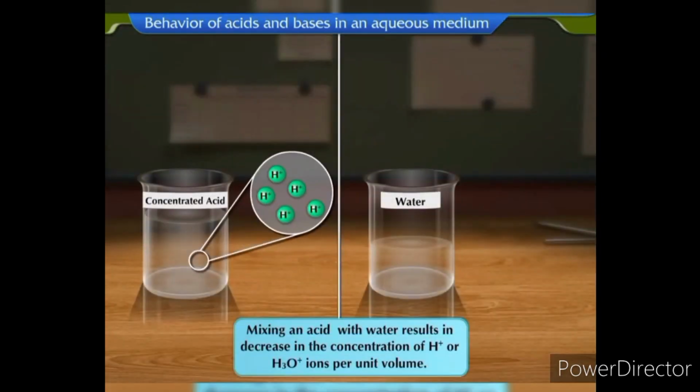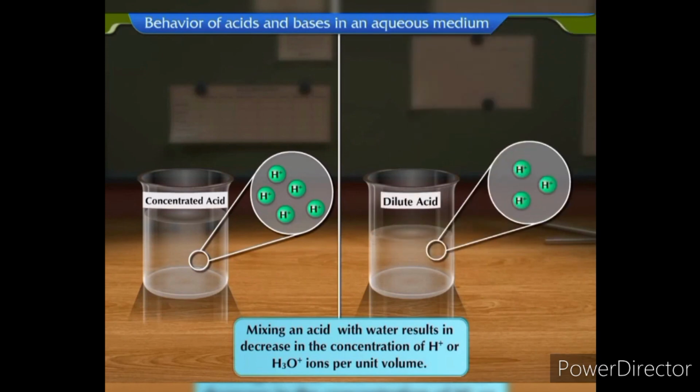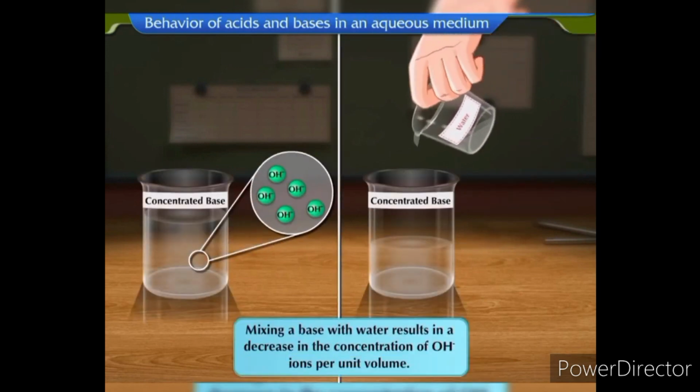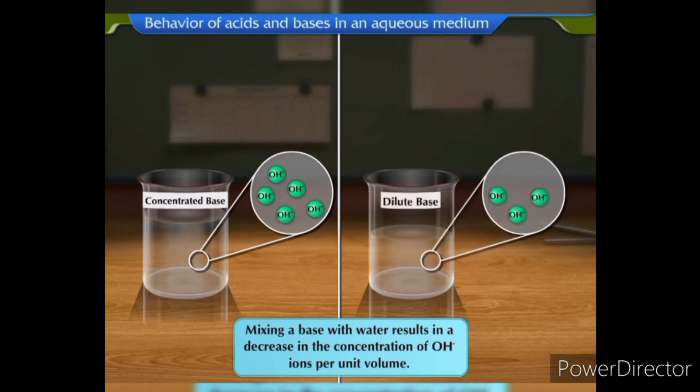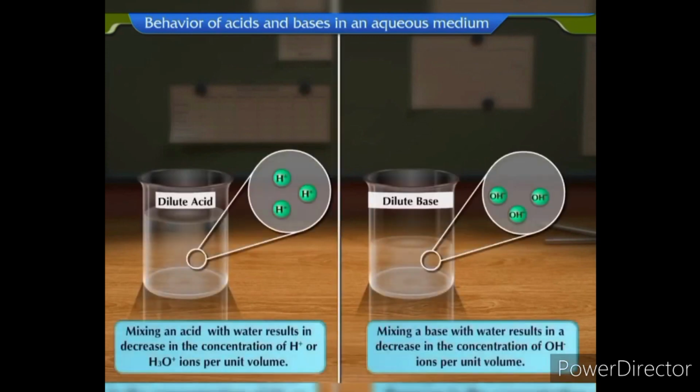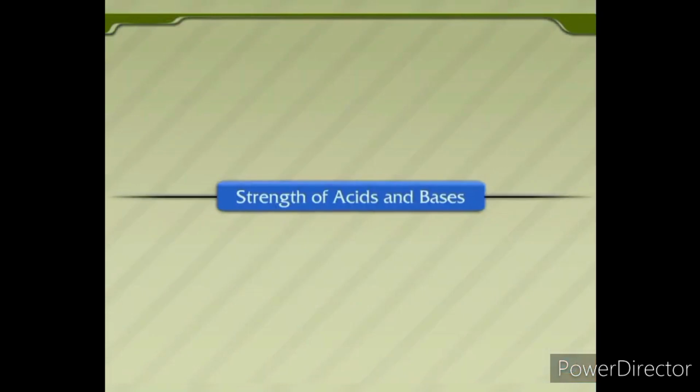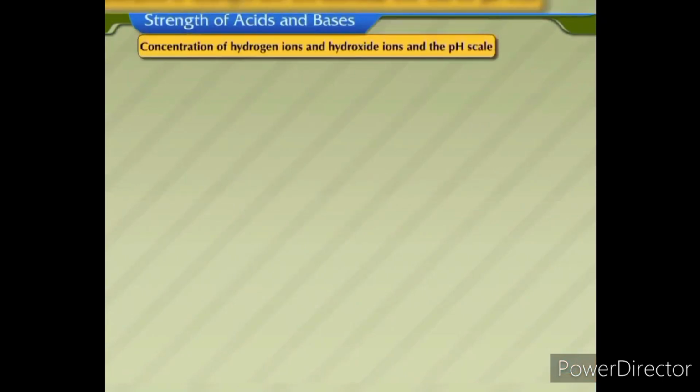Mixing an acid with water results in a decrease in the concentration of hydrogen or hydronium ions per unit volume. Similarly, mixing a base with water results in a decrease in the concentration of hydroxide ions per unit volume. Such a process is called dilution, and the acid or base is said to be diluted. Strength of acids and bases. Concentration of hydrogen ions and hydroxide ions and the pH scale.